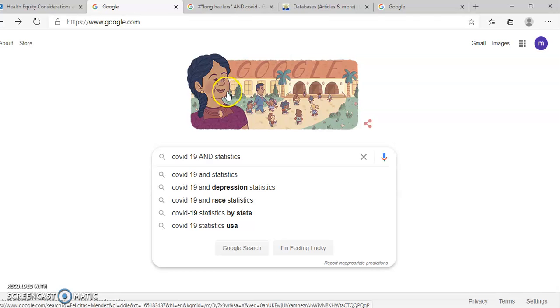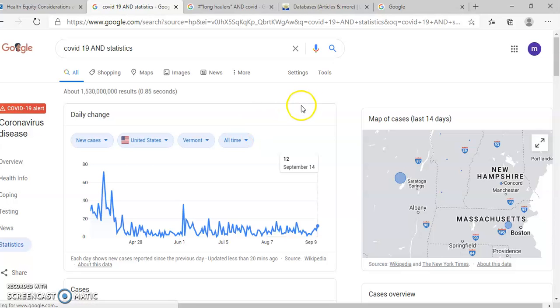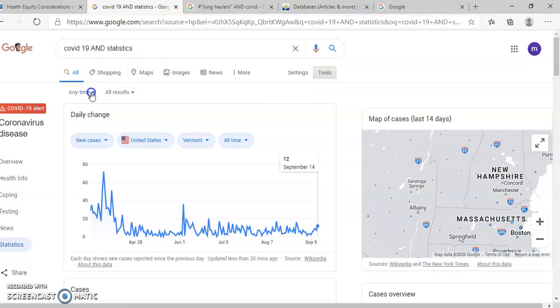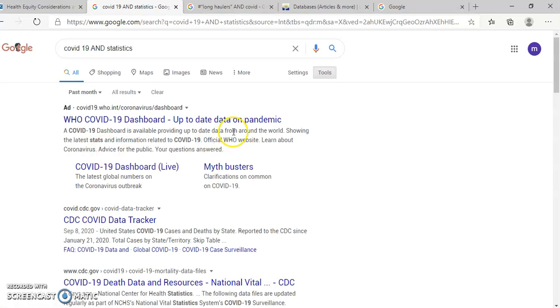Finally, the last type of search I'm going to do is around just statistics. So COVID-19 and statistics. And I want to see what has been written about statistics on the web in the last month. So I click on Tools, and then I click Past Month. And it gives me the CDC COVID-19 data tracker from September 8th.